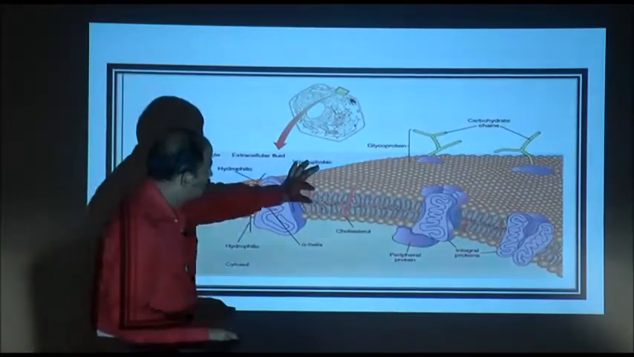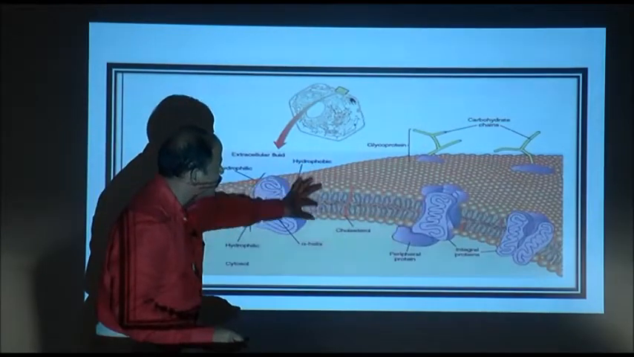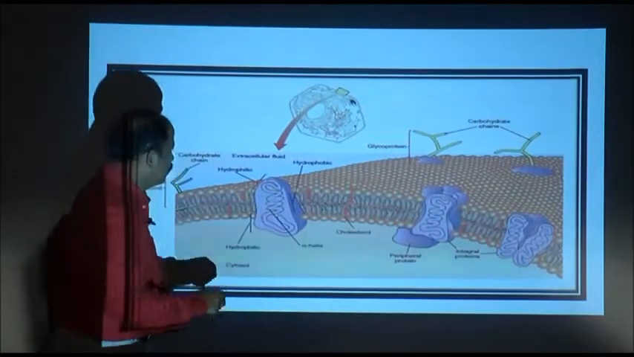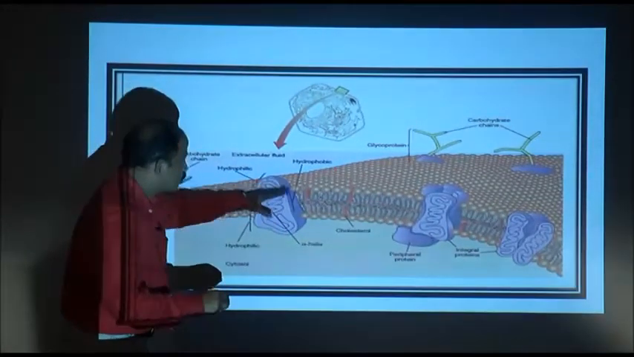So this one is the monolayer, outer monolayer, this is the inner monolayer and these are the proteins. This protein crosses the thickness of the membrane.